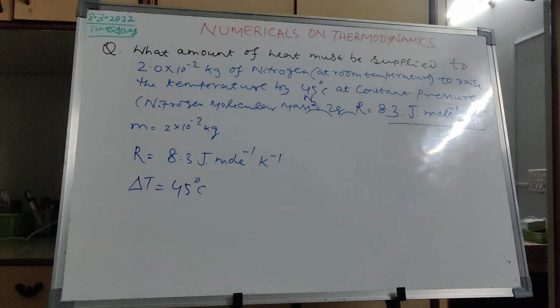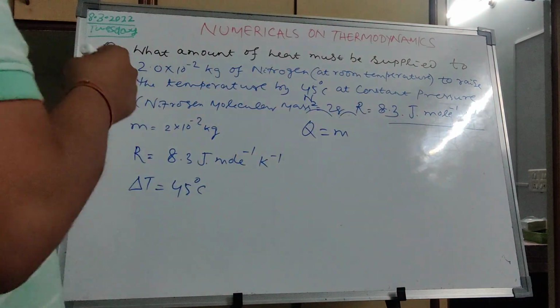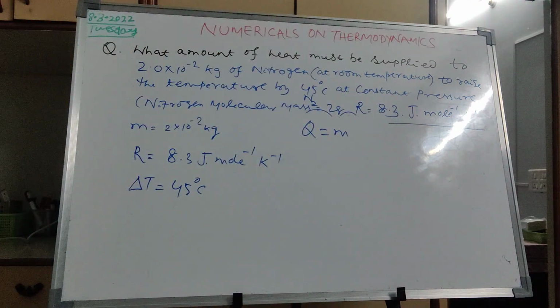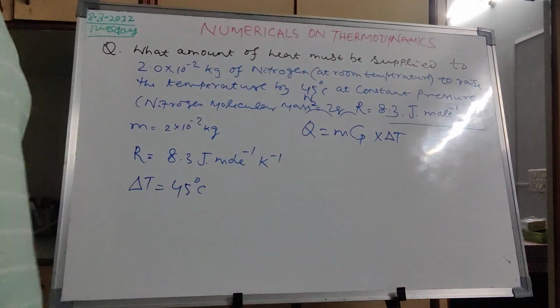Okay. So what amount of heat? We have studied that Q is equal to m, and it is happening at constant pressure. For a gas there are two things, whereas for a solid there is only one specific heat, C. But for gas there are two: one specific heat at constant pressure, one specific heat at constant volume. So Q is equal to, in this case, mCp into delta T, right?